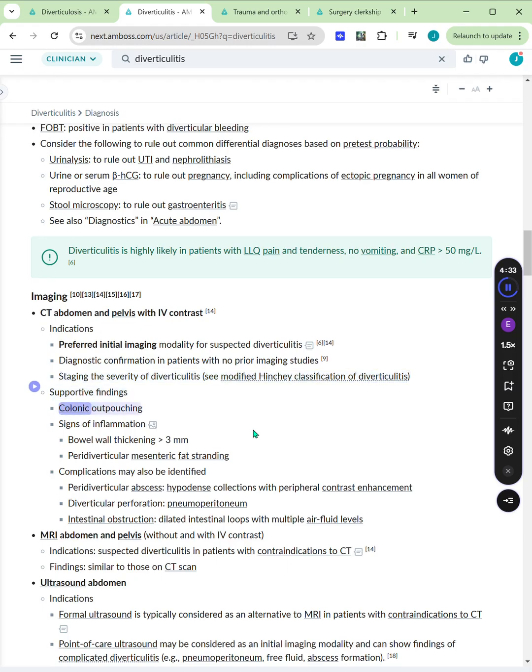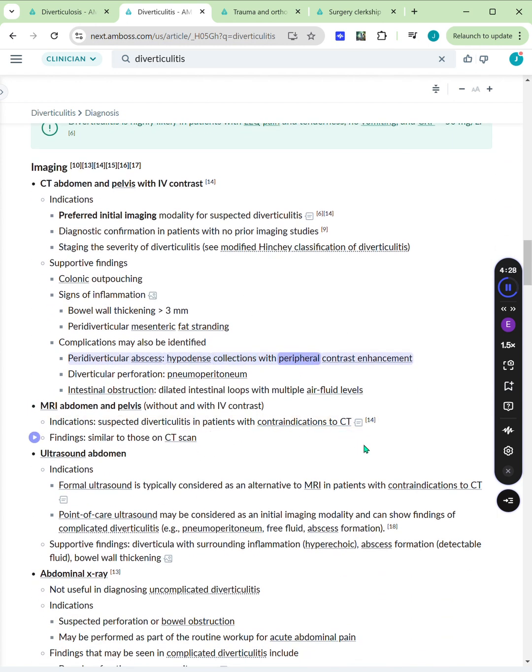Supportive findings: colonic outpouching, signs of inflammation, bowel wall thickening greater than 3 millimeters, peridiverticular mesenteric fat stranding. Complications may also be identified: peridiverticular abscess, hyperdense collections with peripheral contrast enhancement; diverticular perforation, pneumoperitoneum; intestinal obstruction, dilated intestinal loops with multiple air-fluid levels.